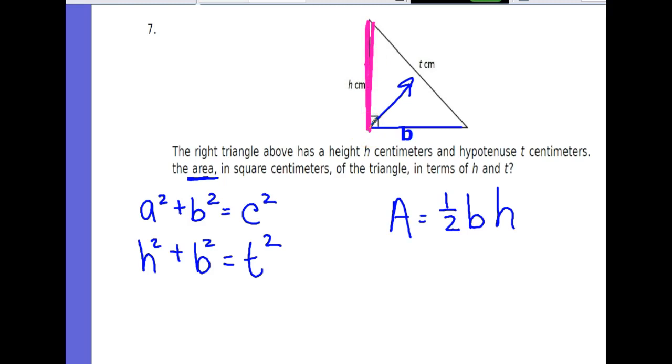We don't have numbers to fill in. That's what makes this harder. We have to solve this for the h. That means we need to get the h by itself. So what are we going to do with this b squared?